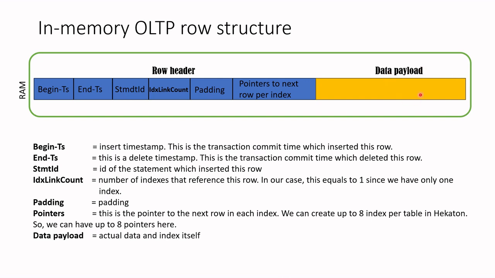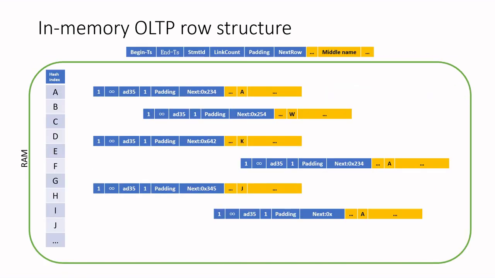The last one is the data payload. This is where the actual data and index key are saved. This structure of the row helps to provide concurrency in Hekaton tables. Every time you insert a row to a Hekaton table, rows are saved in this form in memory. If we look at our actual data in this format, we will have this outcome. We have RAM, we have the index, and we have rows saved in different parts of the memory.